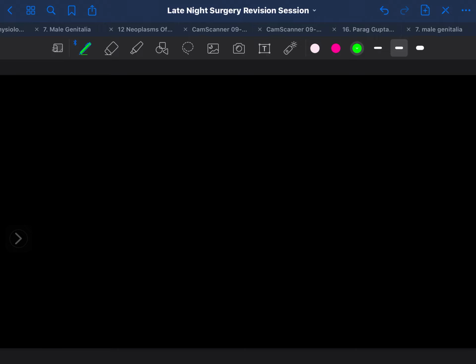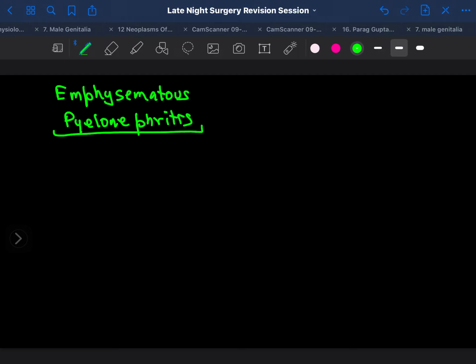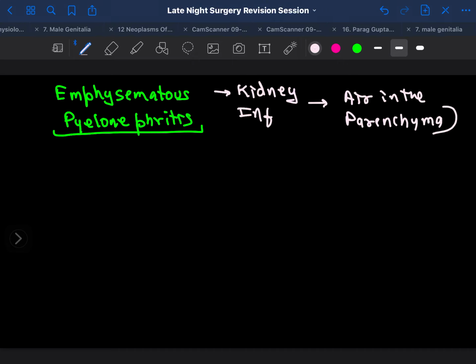So we'll cover a few important points regarding emphysematous pyelonephritis. What is emphysematous pyelonephritis? It is just a kidney infection which is having air in the parenchyma. So what is happening over here, guys? There is a kidney infection where you have air in the parenchyma. This is what you mean by emphysematous pyelonephritis. Okay, a renal infection where you have air inside the parenchyma.